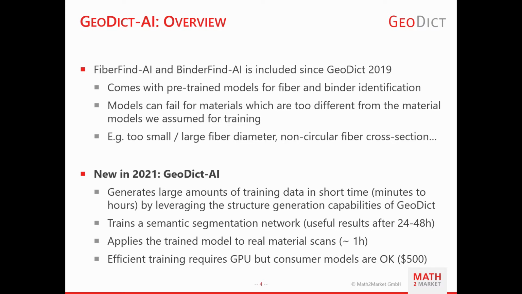In Geodict 2021, we now ship Geodict AI. This allows you to easily generate large amounts of training data in a short time by using the structure generation capabilities of Geodict. It then allows you to train a semantic segmentation network, and it allows you to apply the trained model to your real material scans. Note that efficient training requires a GPU, but consumer models are usually fully okay. So for example, you can go with a model for $500.